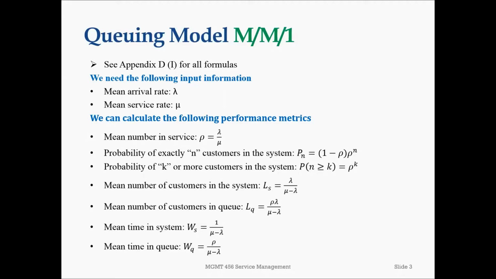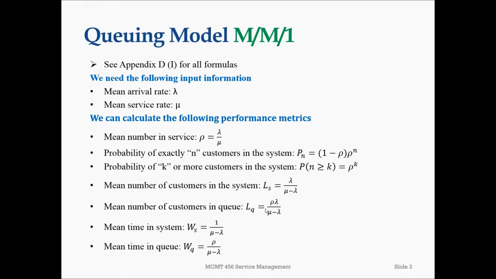So for percent of time or probability, we use these two formulas. It depends on the specific question. If the question asks about exactly n customers, you use the first one. If the question asks about k or more customers, use the second formula.